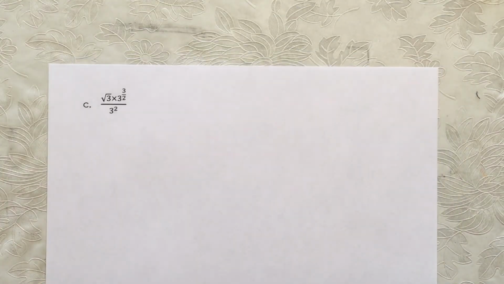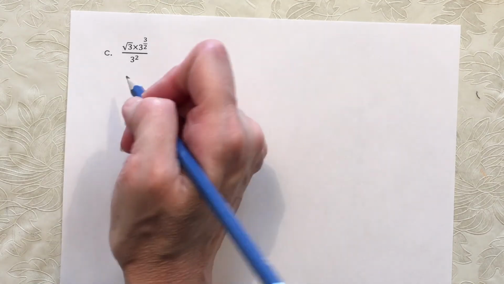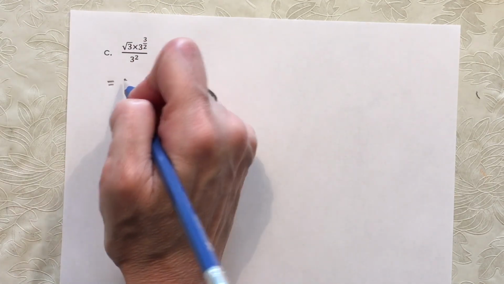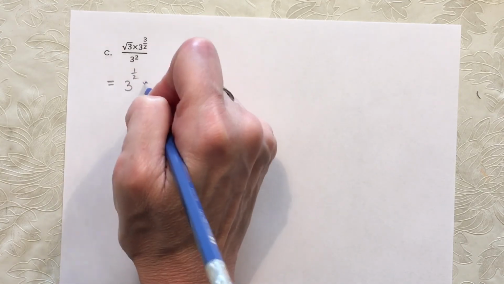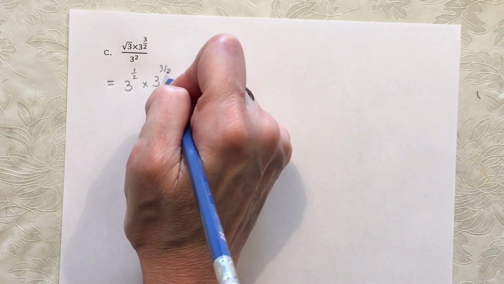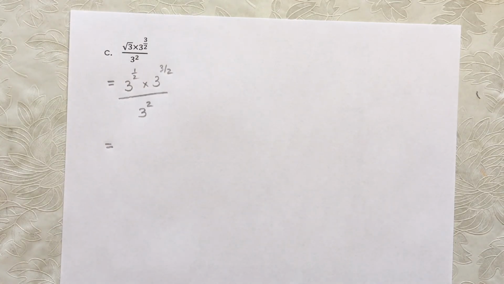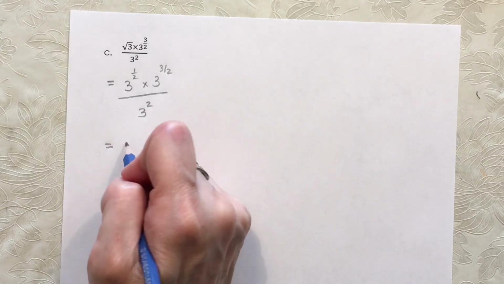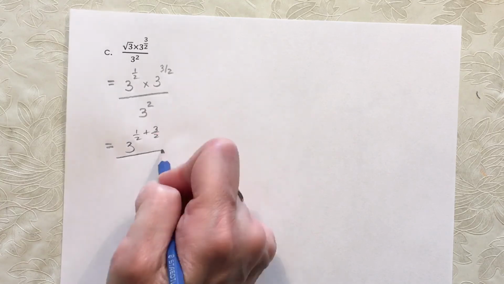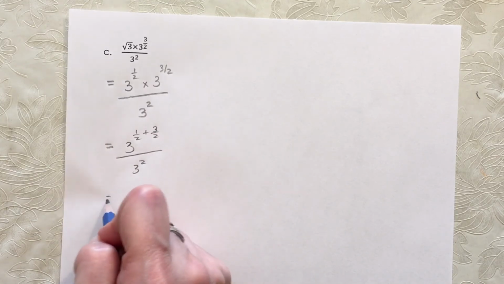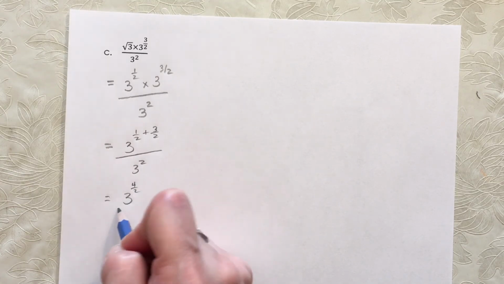And our last example then, similar again, all the same bases. So first step is going to be to rewrite everything in exponential form instead of radical form. So that's 3 to the 1/2 times 3 to the 3 over 2, over 3 squared. In the numerator, we're multiplying powers with the same base, so we're going to keep the base and add the exponents, which is going to give me 3 to the 4 over 2.